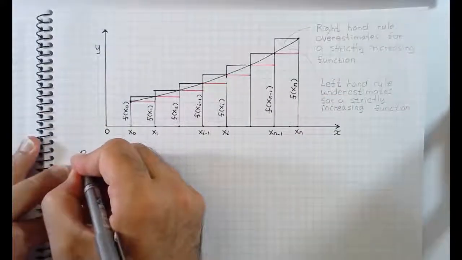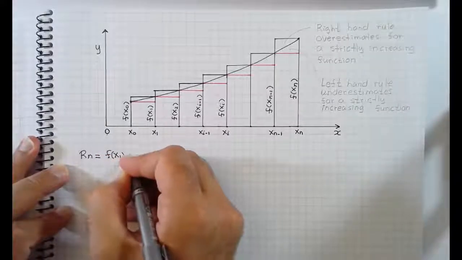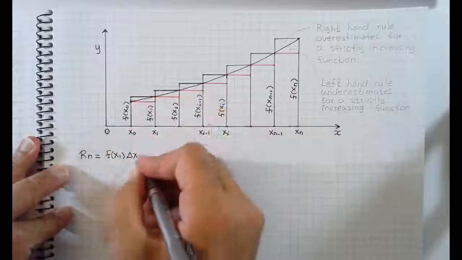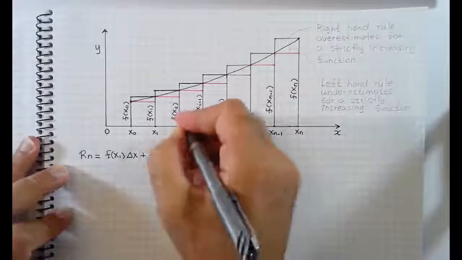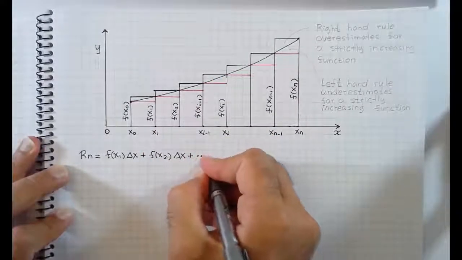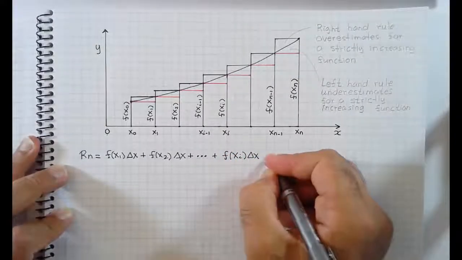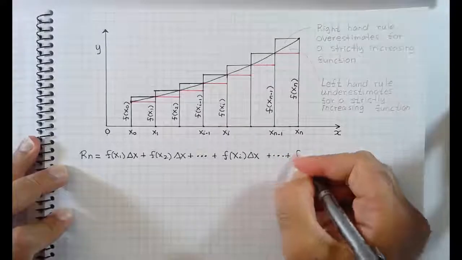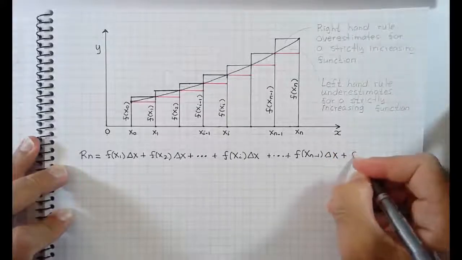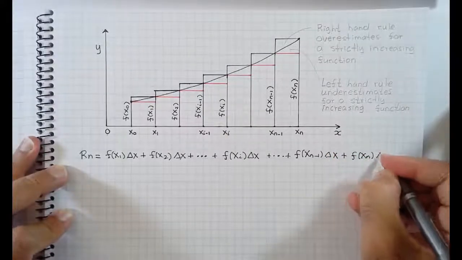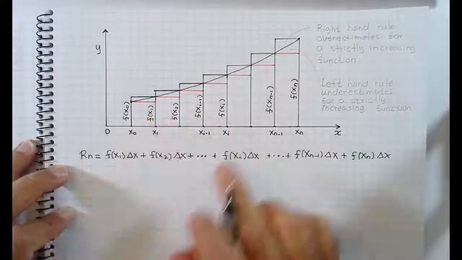So let's write Rn. Rn is a right-hand Riemann sum. That's going to be f of x1 delta x, that's the area of this rectangle, plus f of x2 delta x, that's the second rectangle, that's this one, plus f of xi delta x, plus f of xn minus 1 delta x, plus f of xn delta x. That's the sum of all these rectangles given by the right-hand rule. So we're just adding up these rectangles.